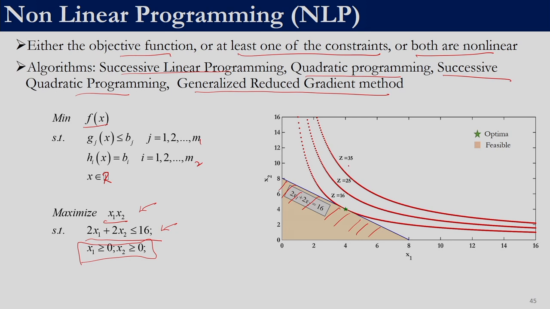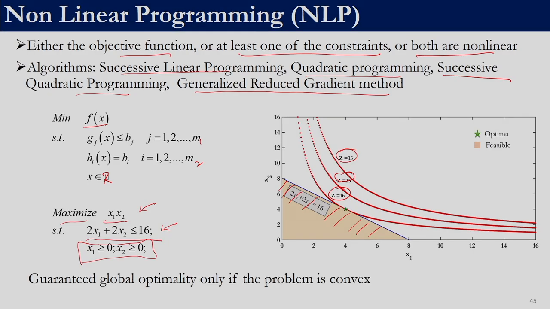So these three lines show the value of the objective function, right? But for this line, since the problem is to maximize, even though z is equal to 35 is a better value than z is equal to 16, it is not in the feasible region, right? Whereas this z is equal to 16 is in the feasible region. It touches this point, right? So that is the optimal solution in this case, right? So again, here we are not looking into how we are going to solve a nonlinear programming problem, right? Here we are just introducing you to what a nonlinear programming problem is.